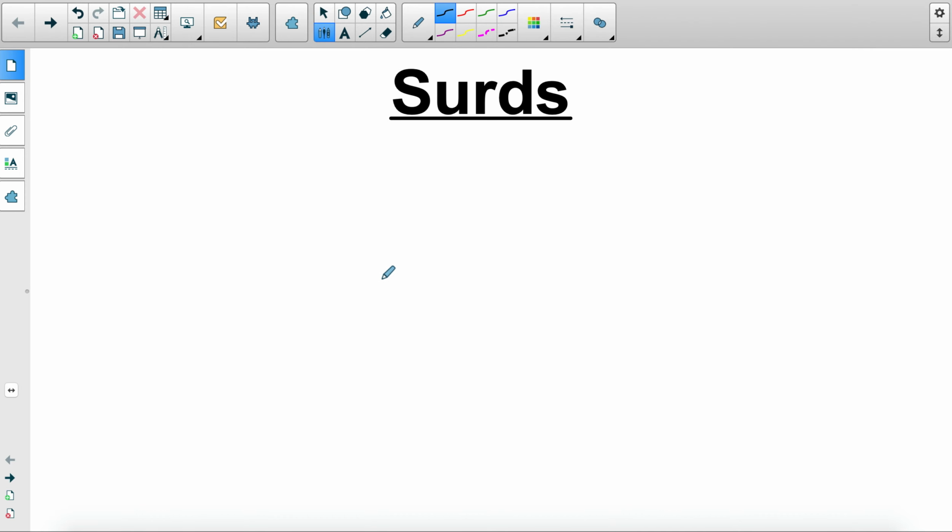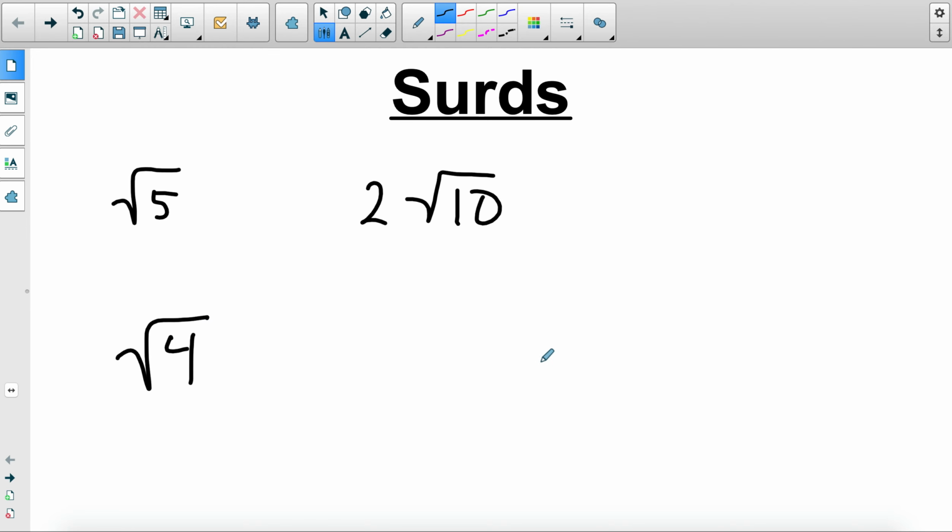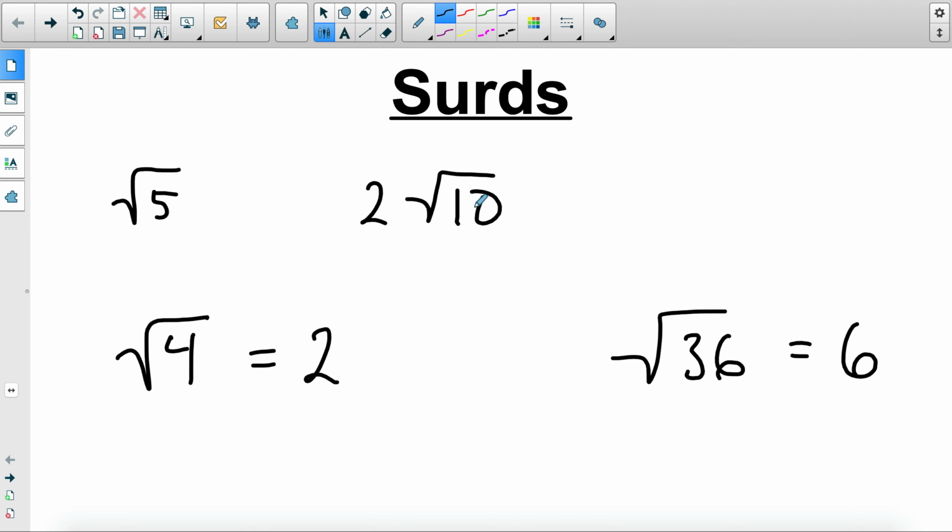Surds are numbers typically written with square roots. So something like square root of 5 or 2 square root of 10, for example. Now we have square roots such as square root of 4, square root of 36. However, these numbers do actually have an integer value. They are rational numbers, whereas square root of 5 and 2 times square root of 10 are irrational numbers. So generally, we tend to say that these are surds.